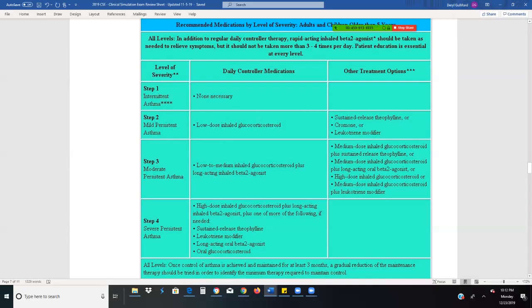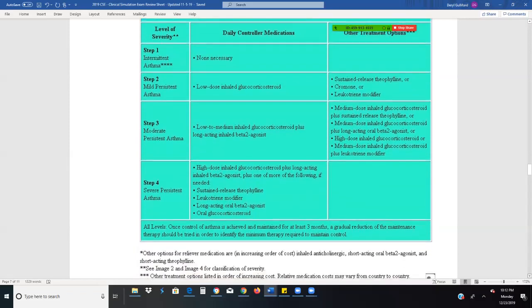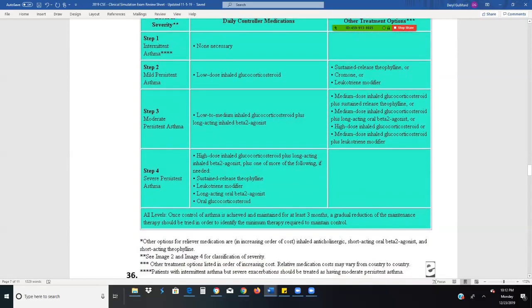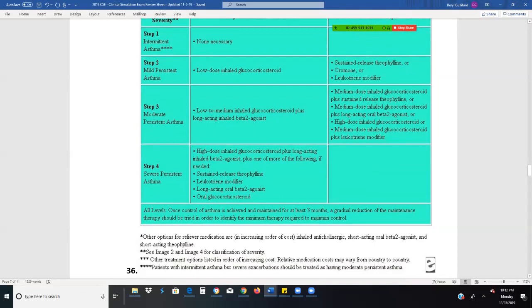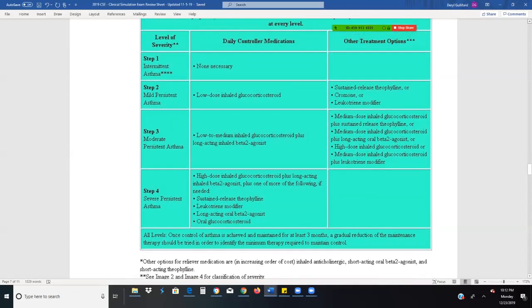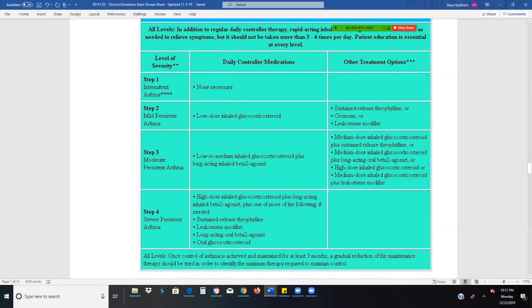Severe persistent, you go with everything. High-dose glucosteroid, sustained release theophylline, leukotriene modifier, long-acting beta-2, and an oral glucosteroid. So there you go. Now, I know you didn't learn it that fast, but go back over and review this several times before you take the test.